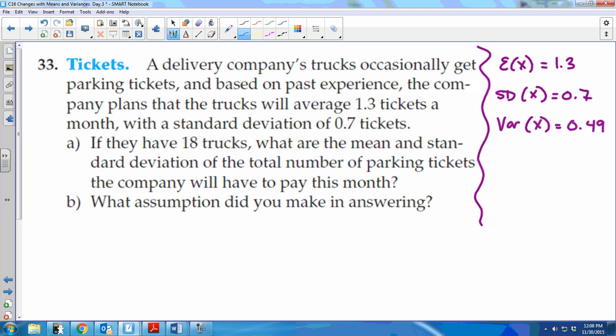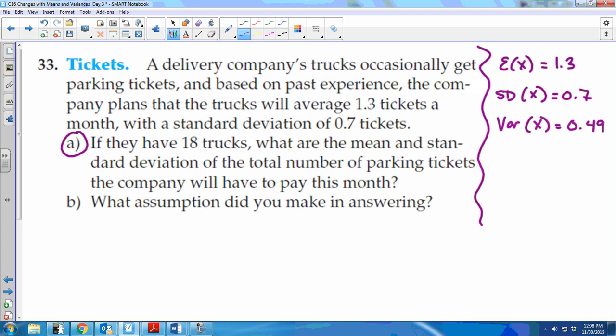So what they gave us in this case was just what I was talking about earlier. We don't actually have the model. So if they tell us to add 18 to everything or add 12 or whatever, we can't recalculate it. We have to base it on these rules, and we know these 3 things. All right, everyone with me? In part A, it says, if they have 18 trucks, what are the mean and standard deviation of the total number of parking tickets the company will have to pay this month?